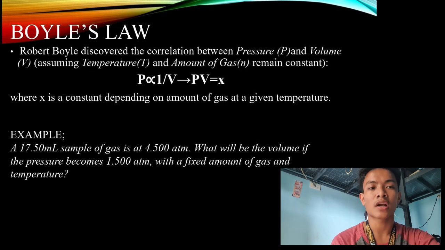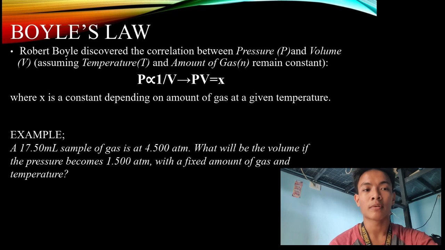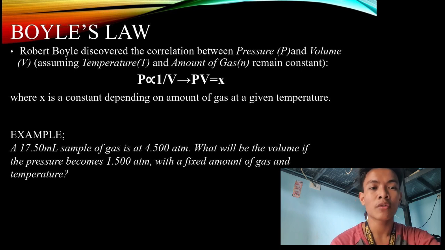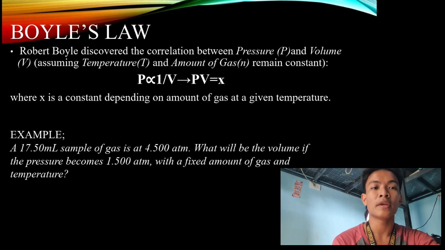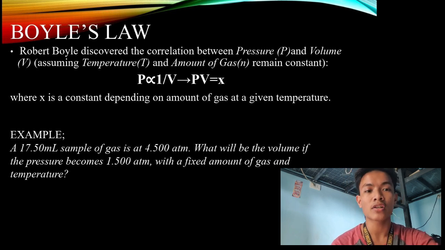Robert Boyle discovered the correlation between pressure P and volume V, assuming temperature T and amount of gas n remain constant. Here we have the equation P is proportional to 1/V, so PV equals X, where X is a constant depending on the amount of gas at a given temperature.